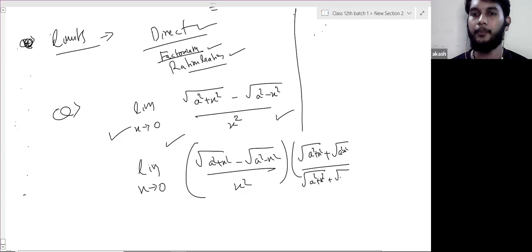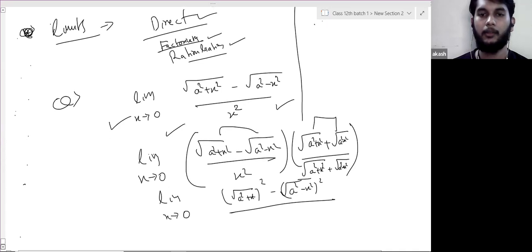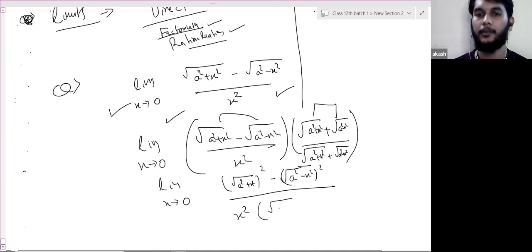You did this step, I hope. So limit x tending to 0. This is a minus b, a plus b, so that is a square minus b square. So I can write under root a square plus x square, whole square, minus under root a square minus x square, whole square, upon the same as it is in the denominator.